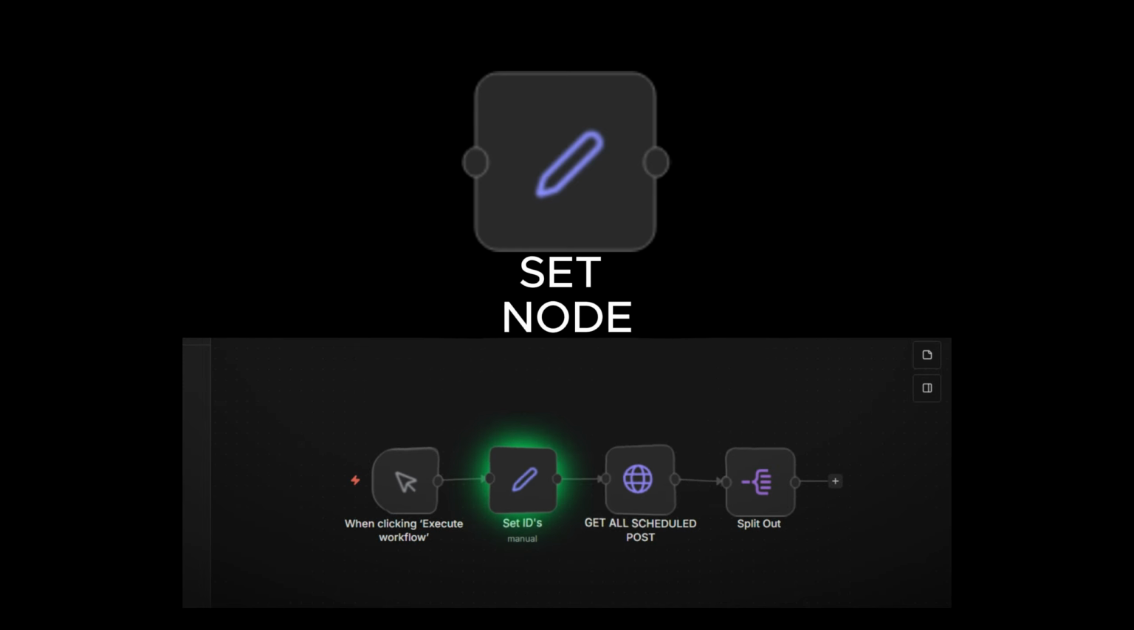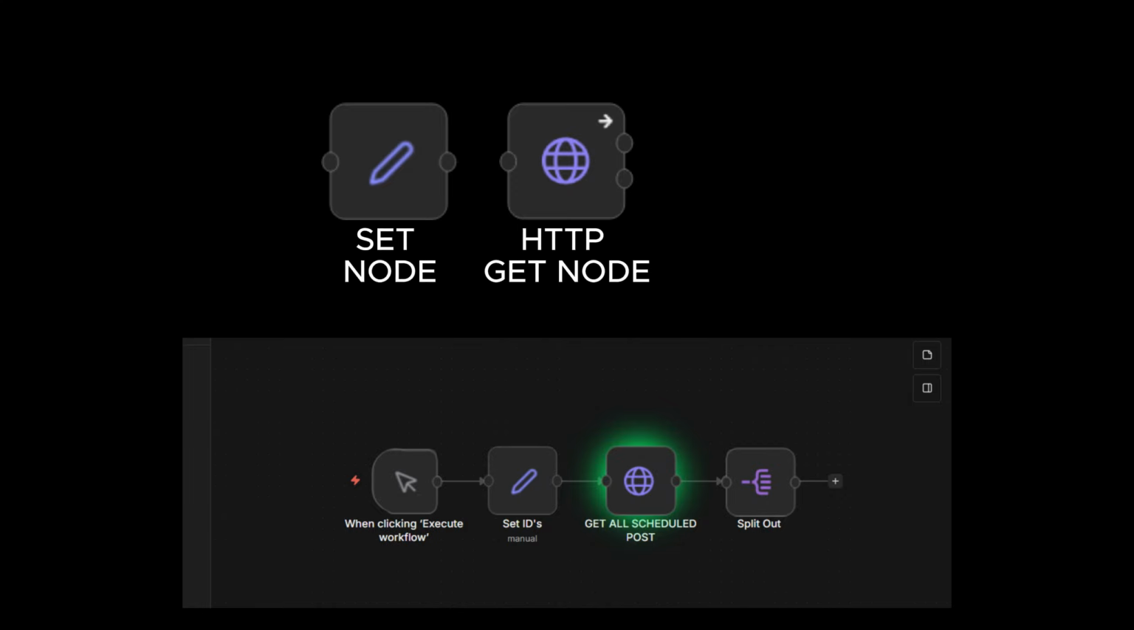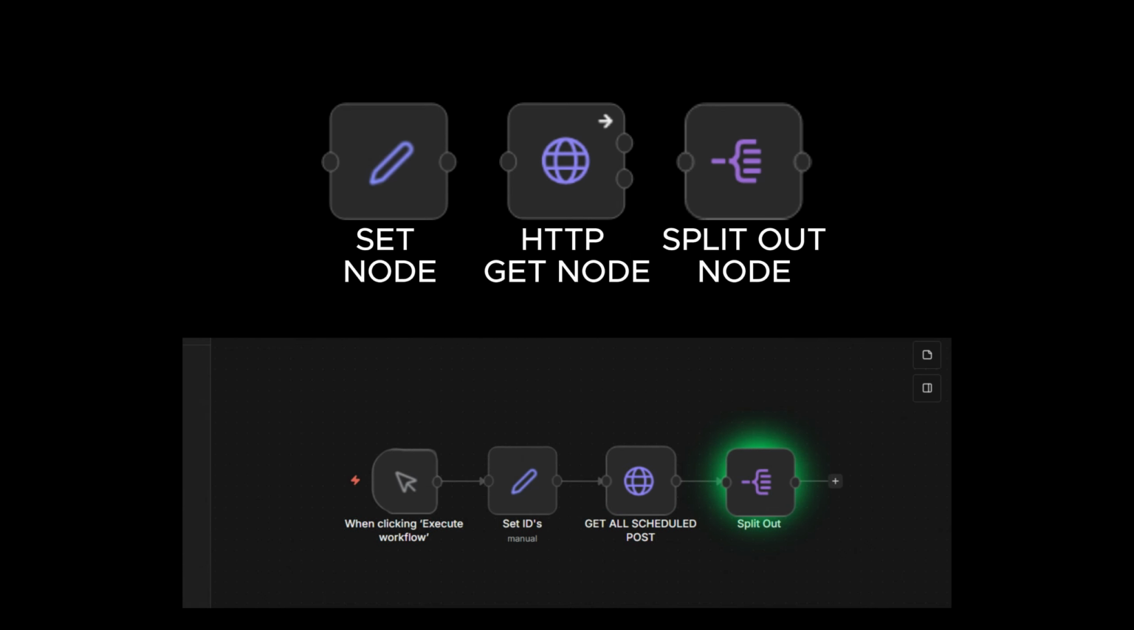One set node, where you will store your Facebook page ID, one HTTP request node set to GET, used to retrieve all scheduled posts from Facebook, and one split out node used to separate the list of scheduled posts into individual items.